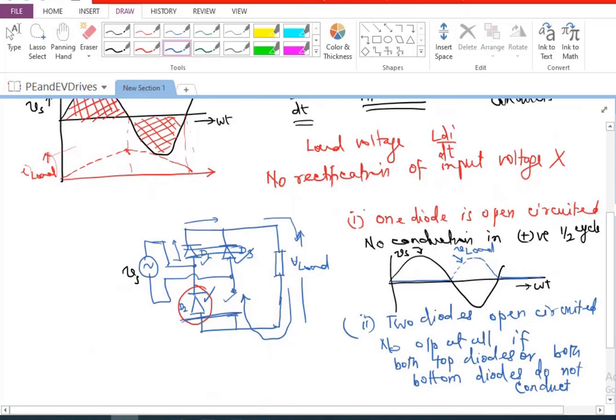Okay. So in the next class, we will try to work out a few problems corresponding to the three-phase rectifier as well as the single-phase rectifier. And we will say that along with that, we are completing the portions corresponding to the rectifier.